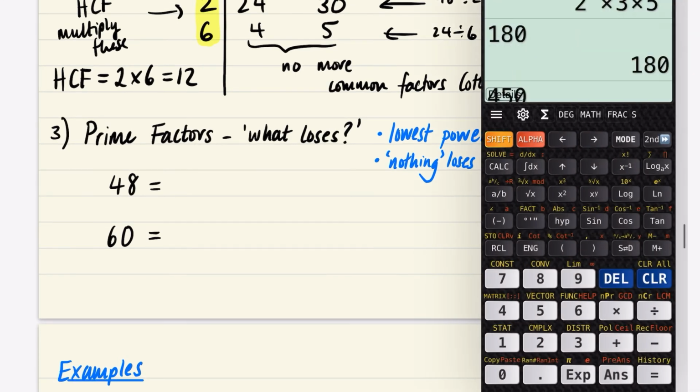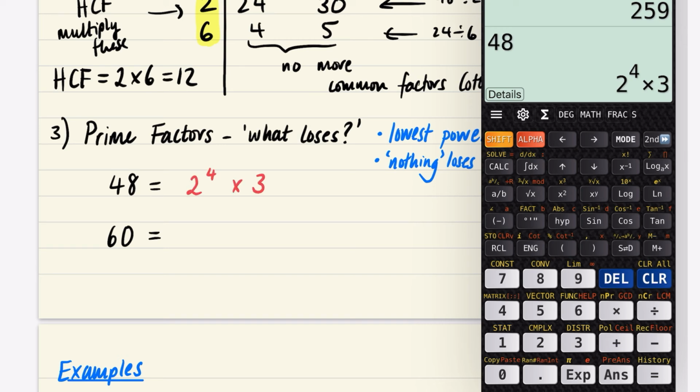To save us some time, I'm going to do it on the calculator. So I'm going to do 48 equals shift and then fact. So 48 is 2 to the power of 4 multiplied by 3. And I'm going to do 60, I'm going to press equals, and then I'm going to press shift and fact, and I get 2 squared times 3 times 5.